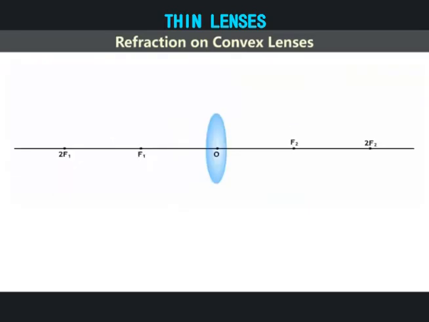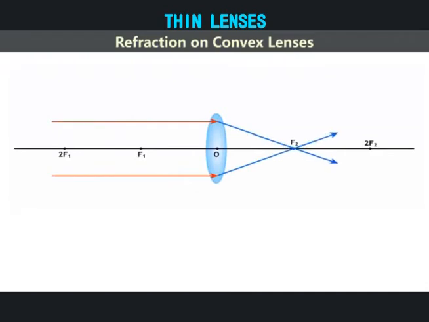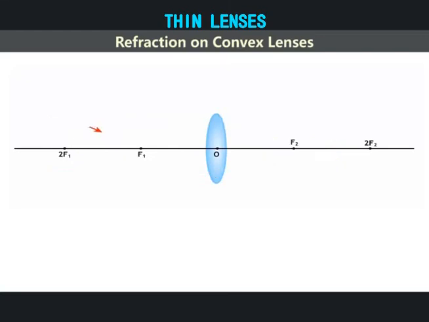They are also used as magnifying glasses. Let's look at light rays propagated through convex lenses. When an incident ray passes through the center, it propagates undeviated. When the incident ray passes parallel to the principal axis, the emergent ray passes through the focus. When an incident ray passes through the focus of a convex lens, the emergent ray passes parallel to the principal axis.